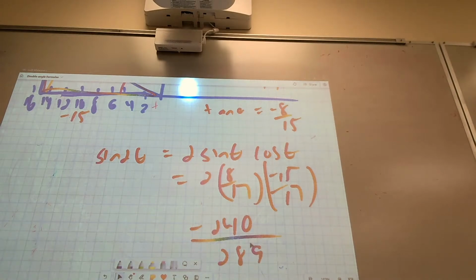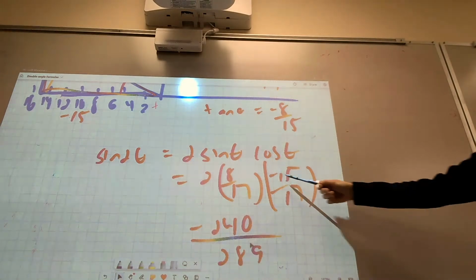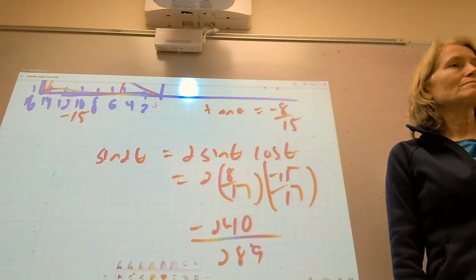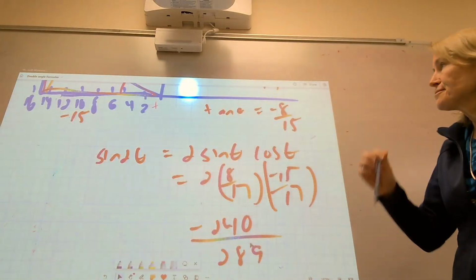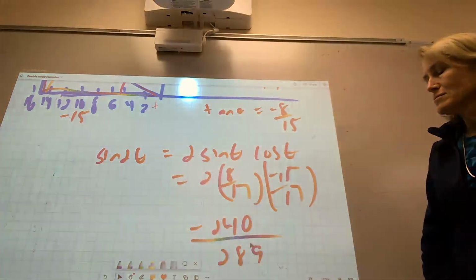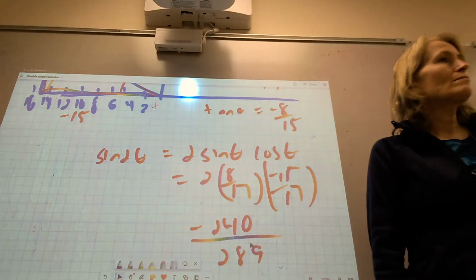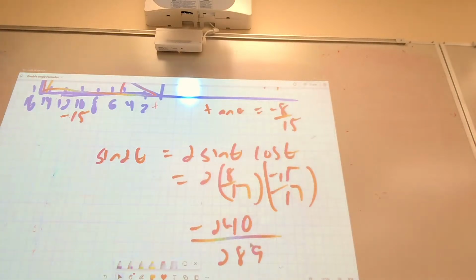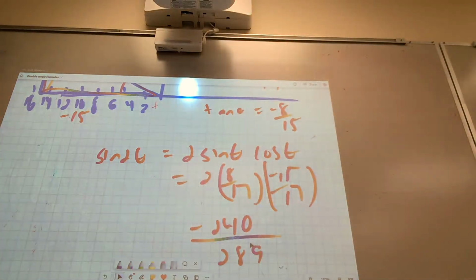Sine theta was 8 over 17. Cosine theta was minus 15 over 17. Did you have that? Oh, I did 26. I started out describing that triangle. I was distracted. But then I said it was 27.